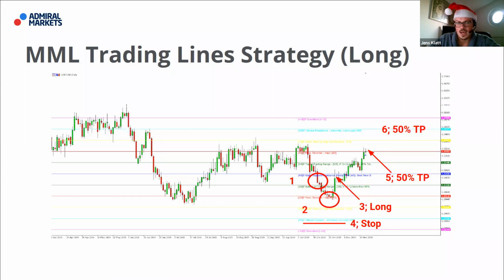In fact, this is a concept which is Murrey Math lines based, and this is how you could formulate, given these pivot points here, a strategy, an idea how to use it in your trading.